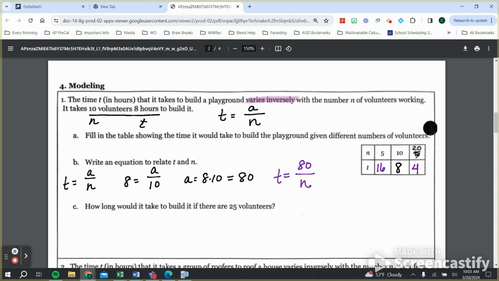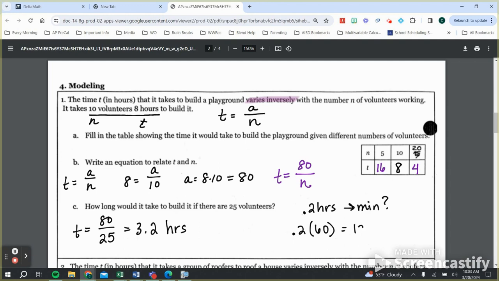Now, how long will it take to build if there are 25 volunteers? So we do t equals 80 divided by 25, and we get 3.2 hours. Well, if I wanted 0.2 hours in minutes, how many minutes are in an hour? 60. So that's 12 minutes. So this is 3 hours and 12 minutes.